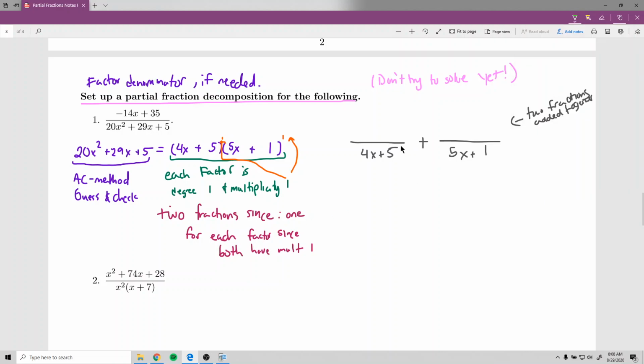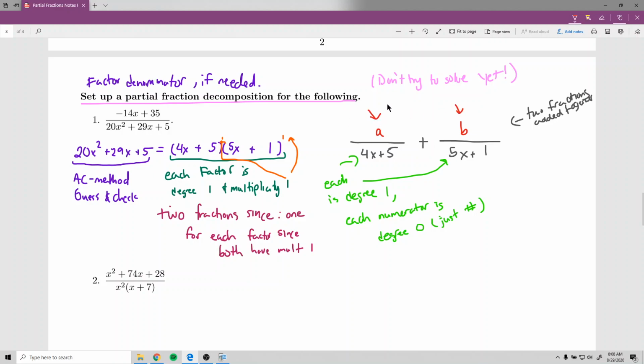Right. Now to fill out the numerators. Once you fill out the numerators, you have it set up. Now notice here that each of these denominators is degree 1. So each numerator is degree 1 less, or 0. And a degree 0 polynomial is just a number. Now we want to represent that number with a letter because that's what we're going to solve for. I start with A and then just go through the alphabet for how many letters I need. So A and B are what I used.